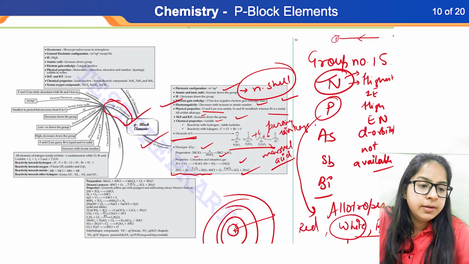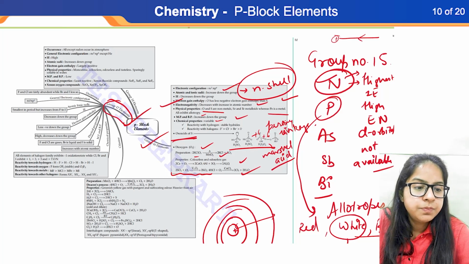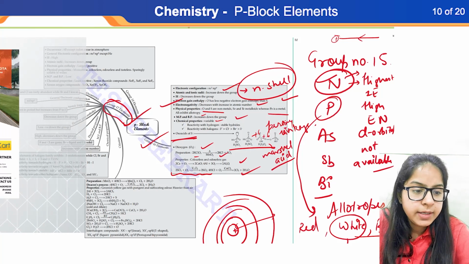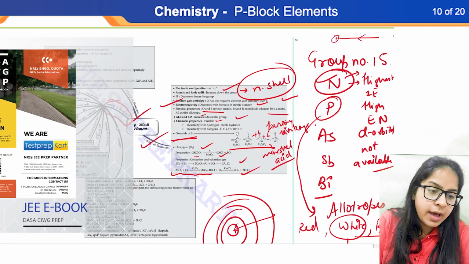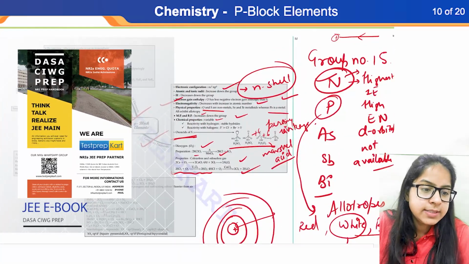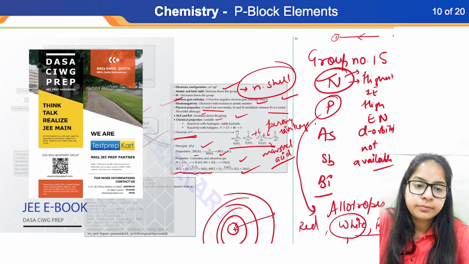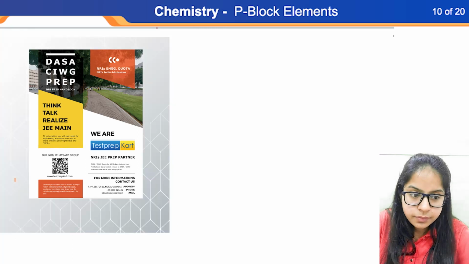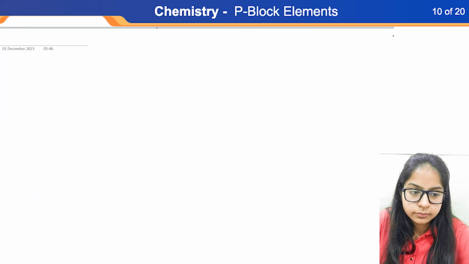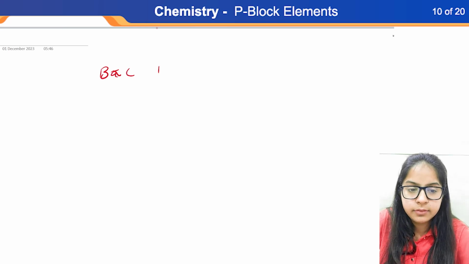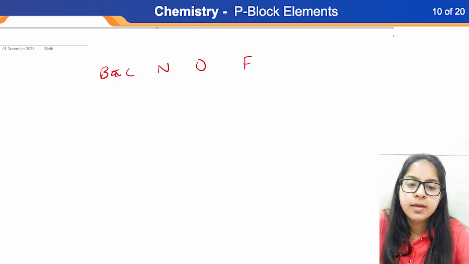Now the general electronic configuration of group 17 elements is ns2np5. The atomic radius is smallest in the period but increases from fluorine to iodine. Why is it smallest in the period? Boron, then carbon, nitrogen, oxygen, fluorine.